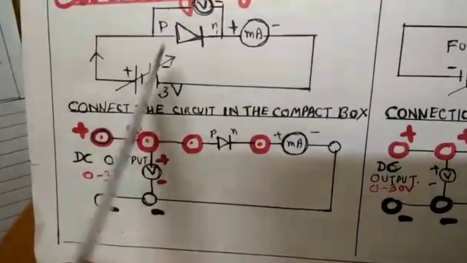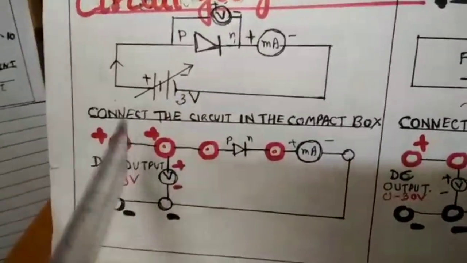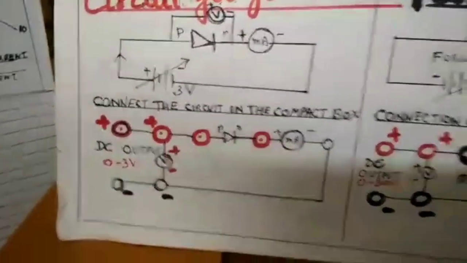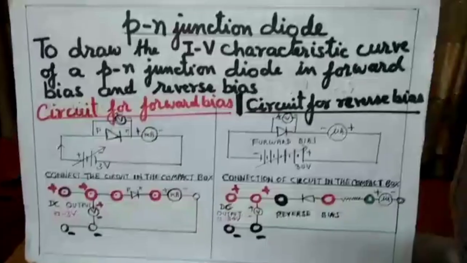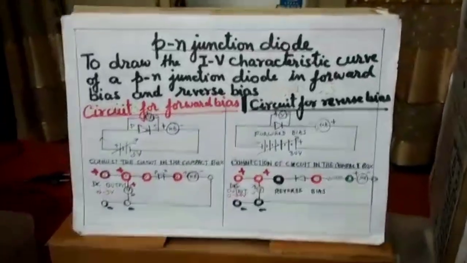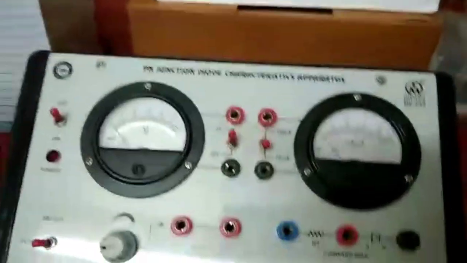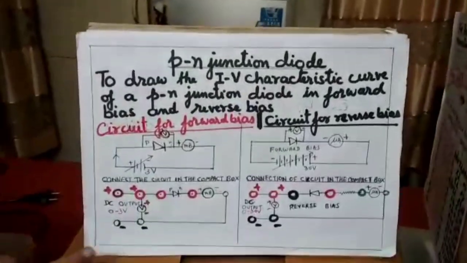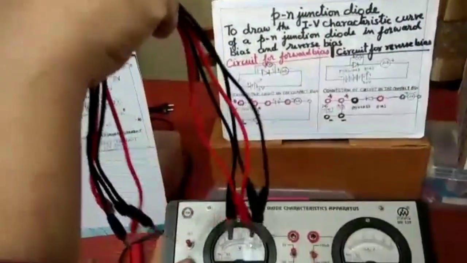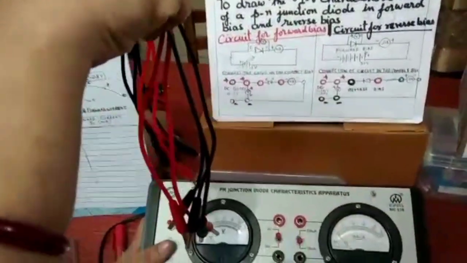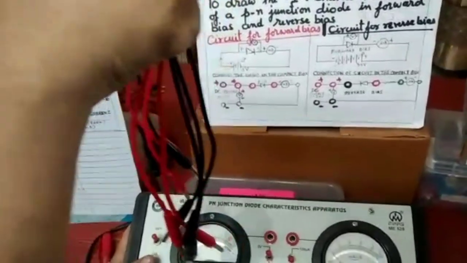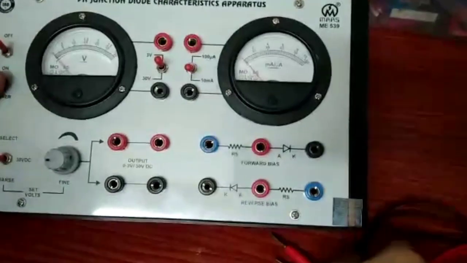Now we will start doing the connections for forward bias. We have this connecting wire. You might be thinking why they are red and black. This does not signify anything very special. You can use any color. So let us start to connect.